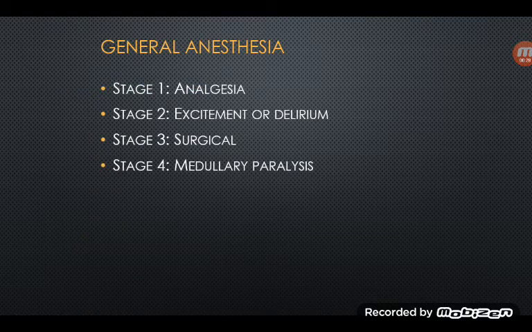General anesthesia is often given IV, and it includes 4 stages. It can also be given via inhalation. Stage 1, analgesia. Stage 2, excitement or delirium. Stage 3, surgical. Stage 4, medullary paralysis.